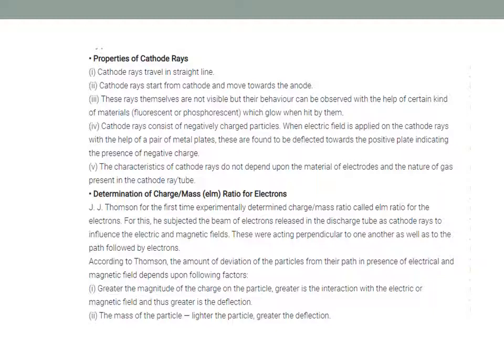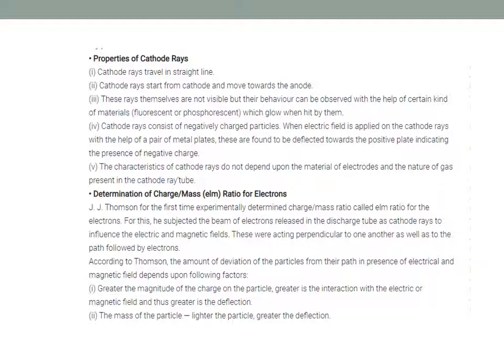Now, determination of charge to mass, that is e/m ratio, for electrons. J.J. Thomson for the first time experimentally determined the charge to mass ratio, called e/m ratio, for the electrons. For this, he subjected the beam of electrons released in the discharge tube as cathode rays to the influence of electric and magnetic fields. These were acting perpendicular to one another as well as to the path followed by electrons.